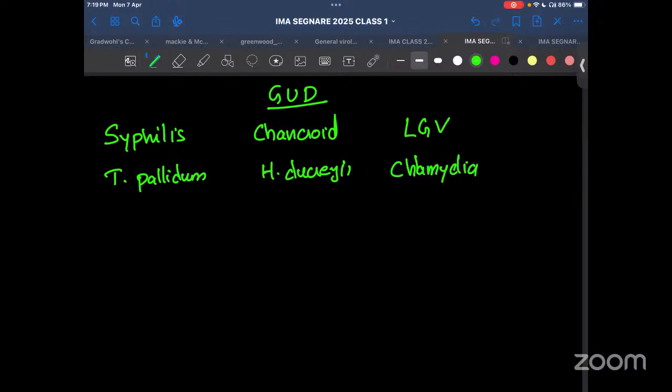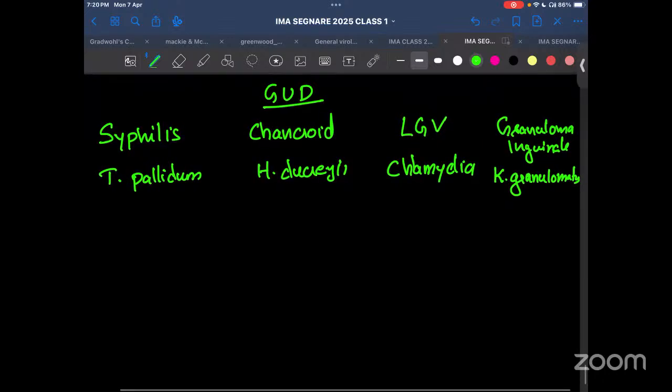And then finally, there is another disease known as granuloma inguinale, caused by an organism known as Klebsiella granulomatis. So these are the 4 genito-ulcerative diseases. Now, how do we differentiate between these 4 diseases? We can differentiate by looking at the type of the ulcer and the lymph node that is produced.